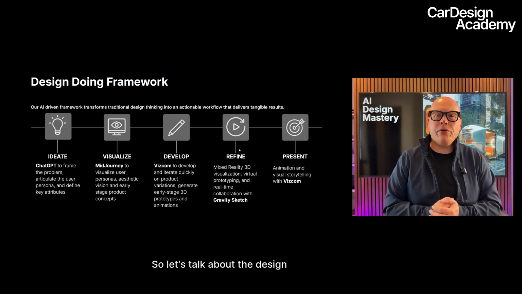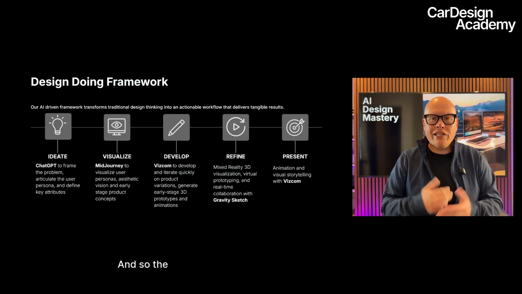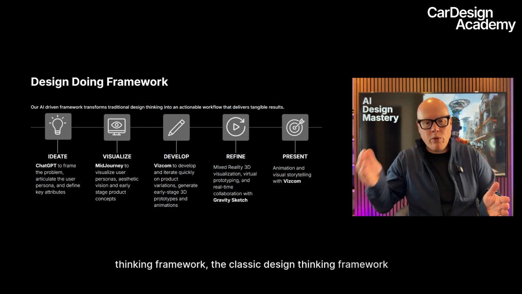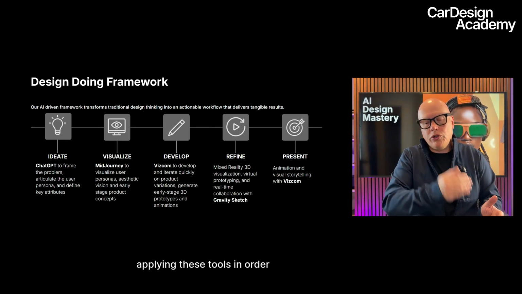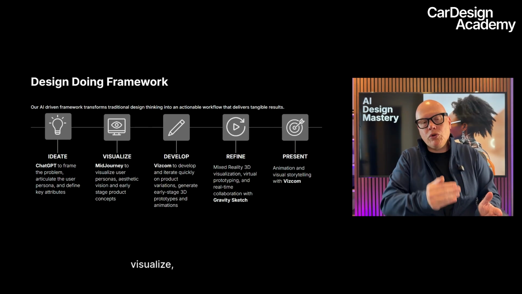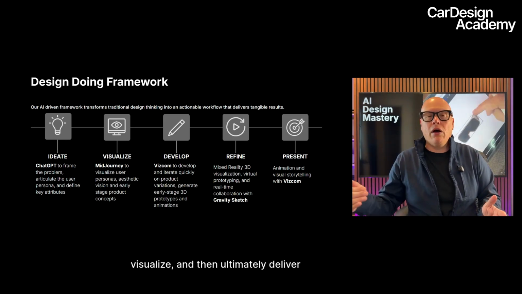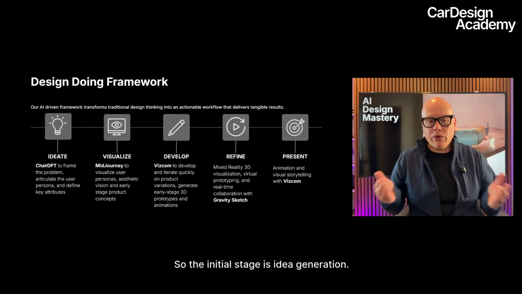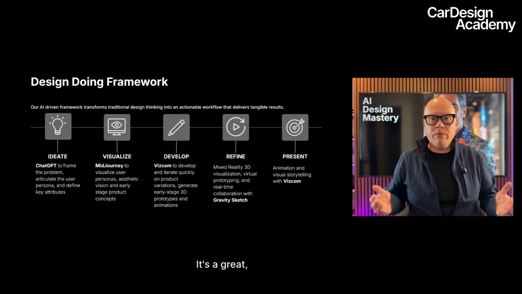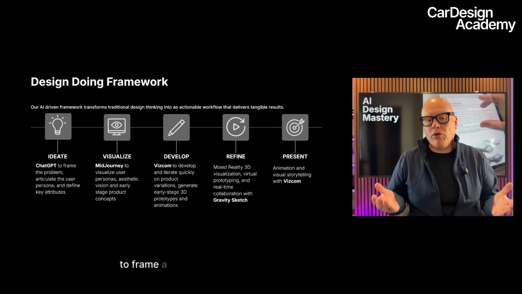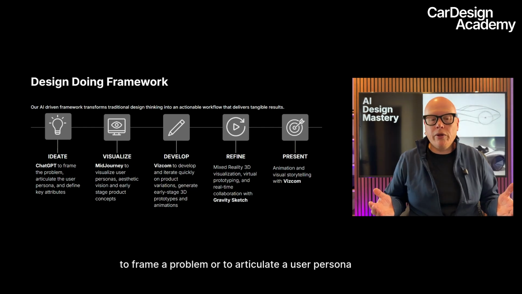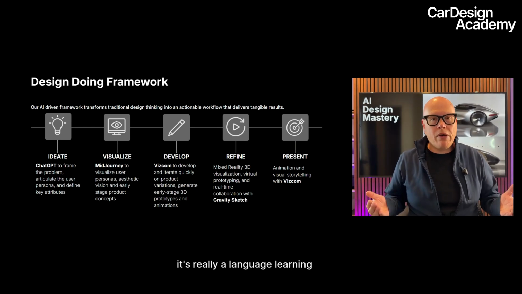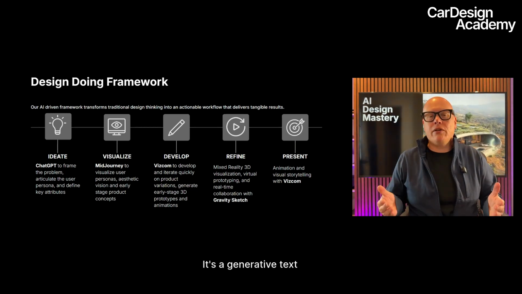And so let's talk about the design doing framework. The design doing framework is really taking the classic design thinking framework and applying these tools in order to help us communicate, visualize, and then ultimately deliver on those concepts. So the initial stage is idea generation, but we like to use ChatGPT. It's a great, easy to use tool to frame a problem or to articulate a user persona and define key attributes. And it's really a language learning model. It's a generative text tool.